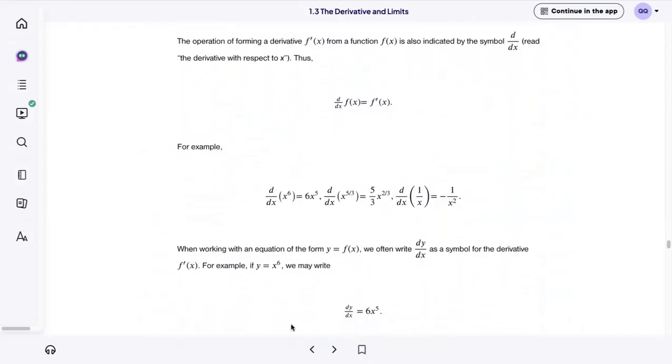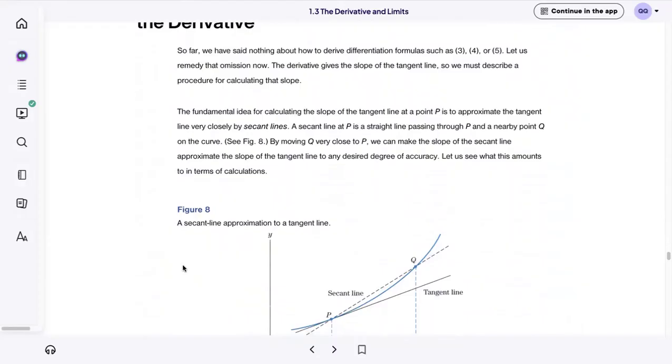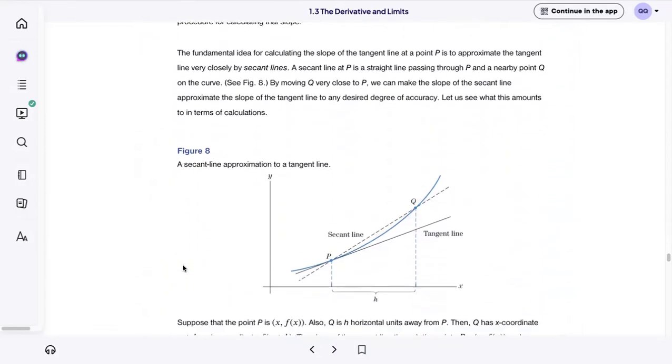Right, this is talking about different notations. Sometimes we use this notation. Okay, limits.